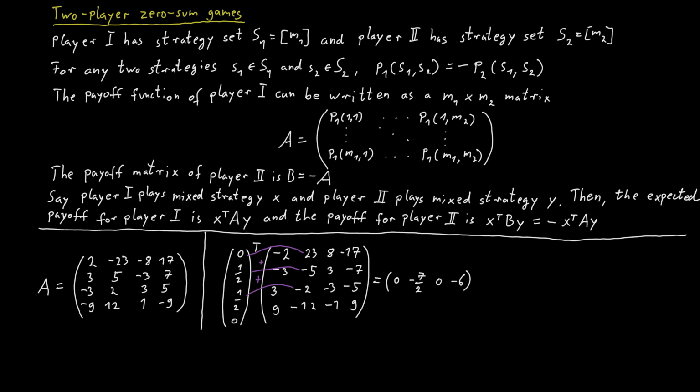So we have minus 7 over 2 now, and then plus 0 times minus 12, that's just 0. So the sum is minus 7 over 2, and so on. So what does this now mean?